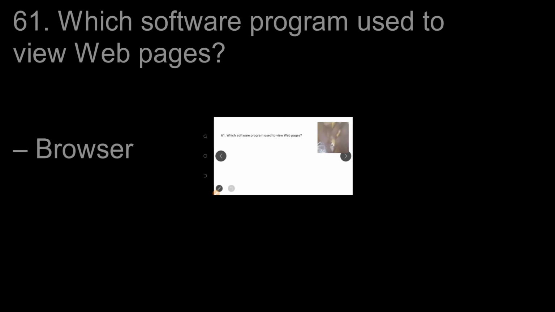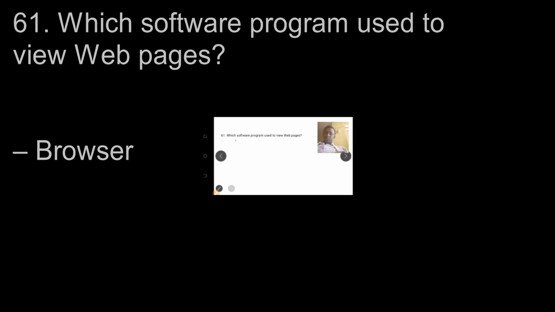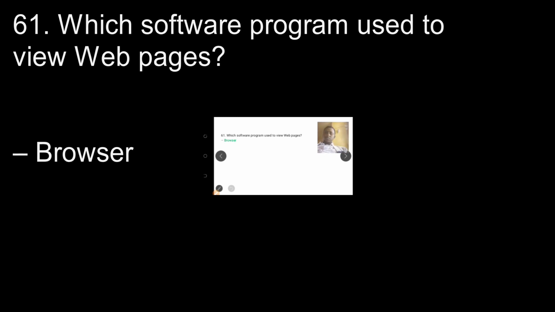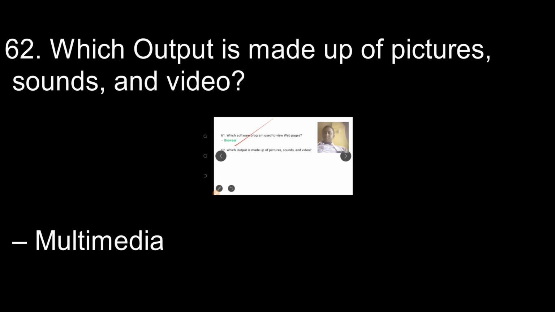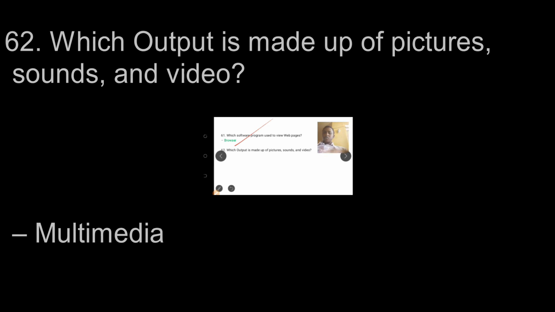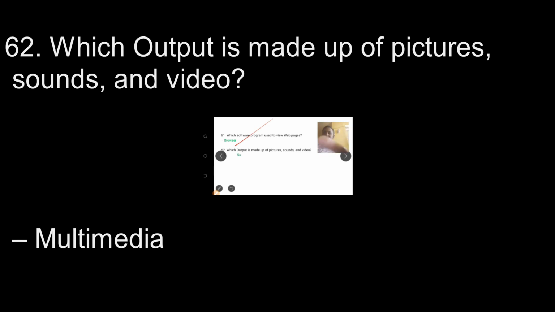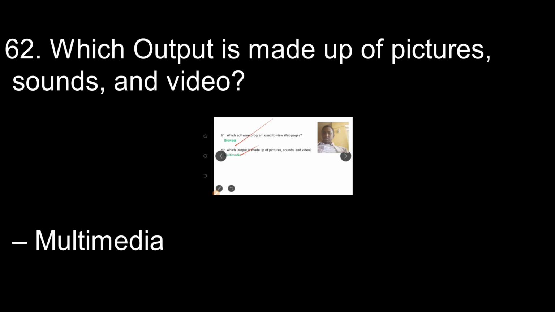Next, which software program is used to view web pages? The software program that is used to view a web page is called a browser. Which output is made up of pictures, sounds, and videos? Made up of pictures, sound, and video, multimedia files. This is called a multimedia file.